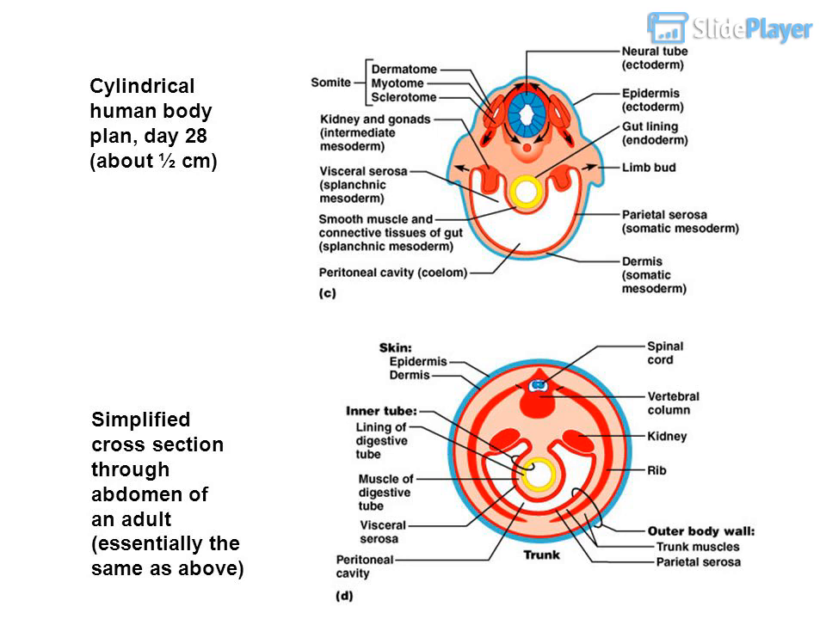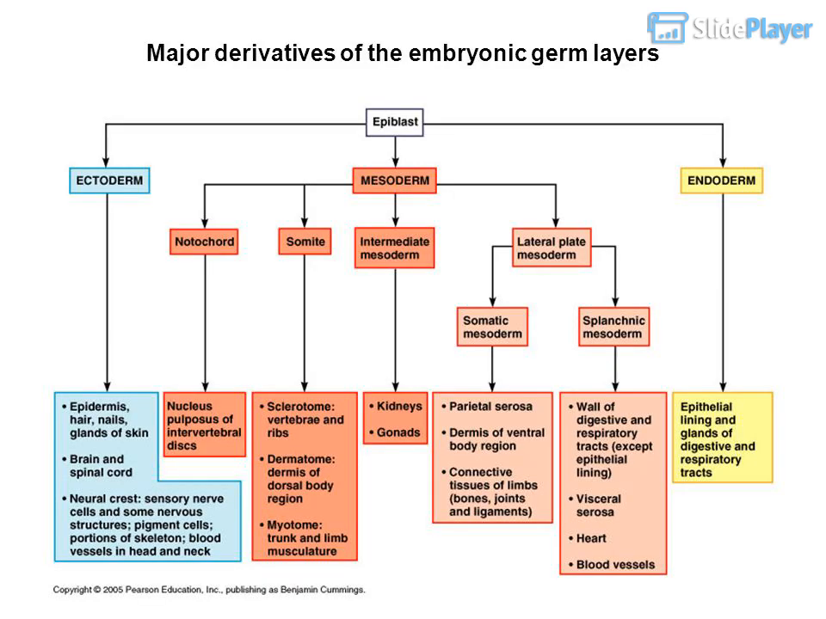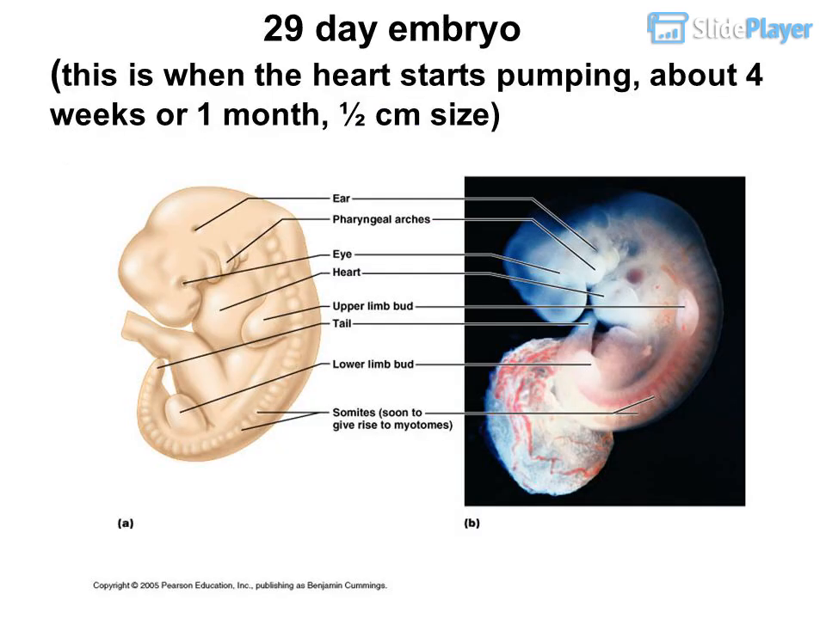Simplified cross-section through abdomen of an adult, essentially the same as above. Major derivatives of the embryonic germ layers. 29-day embryo, this is when the heart starts pumping, about 4 weeks or 1 month, half a centimeter size.